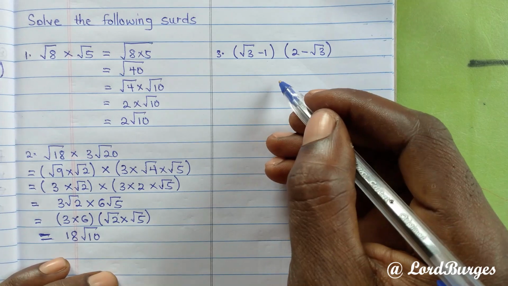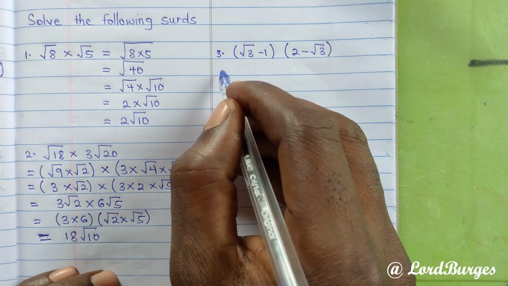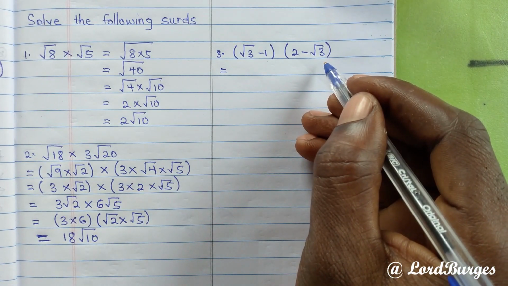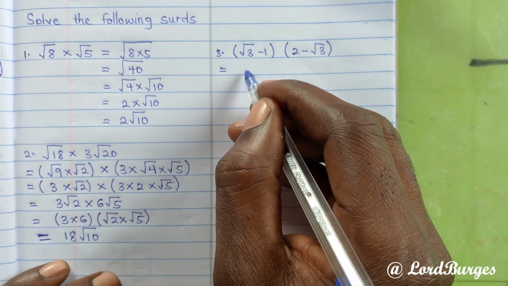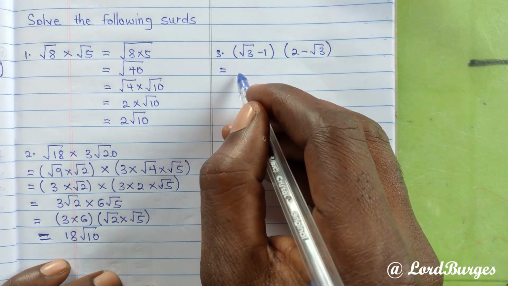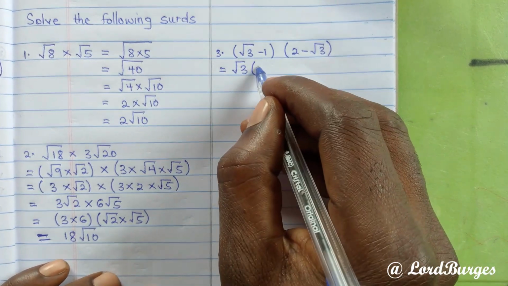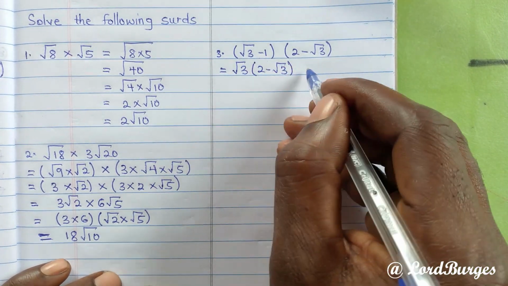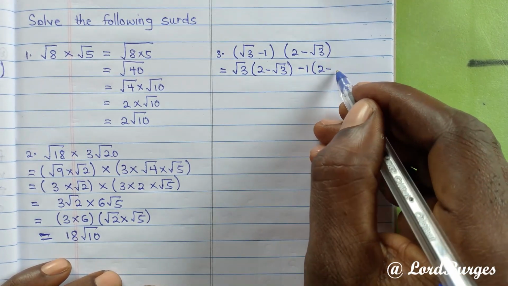Number 3. Root 3 minus 1 multiplying 2 minus root 3. With such a problem, we need to use the method of multiplication of binomials, where the first number, which is root 3, multiplies the entire bracket of the second one. Then the negative 1 also multiplies the entire bracket.